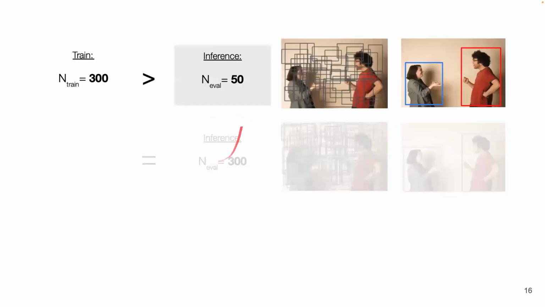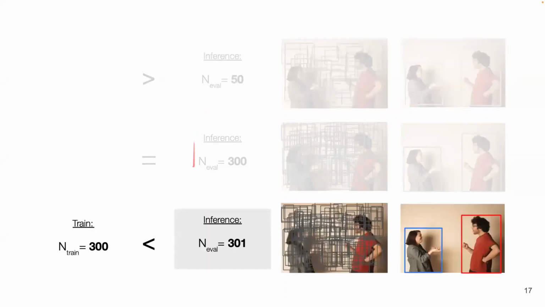With dynamic boxes, we can also infer and evaluate with fewer than 300. We can evaluate with 50. We might get faster inference times here. But we also can evaluate with more than 300, in this case 301 or 500 or 1,000. In that case, we might have longer inference times, but more precise results.